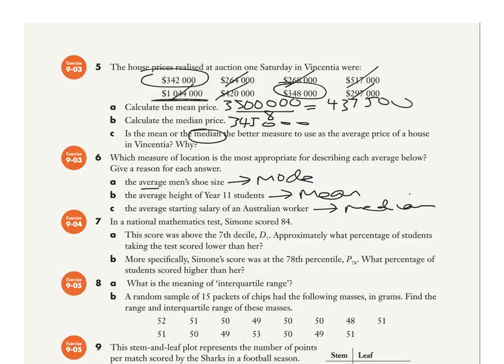Okay, in a national maths test, Simone scored 84. This score was above the 7th decile. Approximately what percentage of students taking the test scored lower than her? Okay, she's in the 7th decile. Decile is tens, so that is the 7th 10, which is 70. So therefore, 70% were lower than her.